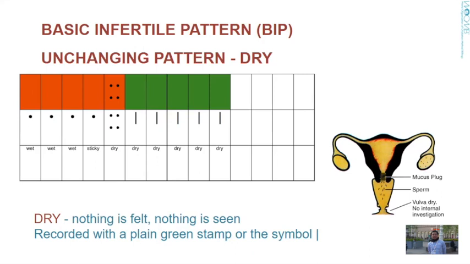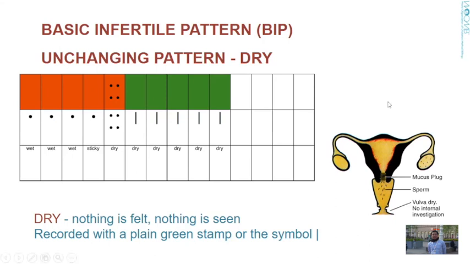There are 2 types of BIP. The one with color green. Green means dry or vertical line. Look at the symbols. The color yellow is also a BIP, but we will be discussing the yellow or the BIP of discharge next Saturday. We will only focus today on the first type of BIP. Take note, the first type of BIP is the unchanging pattern of dry. You are totally dry after menstrual bleeding.